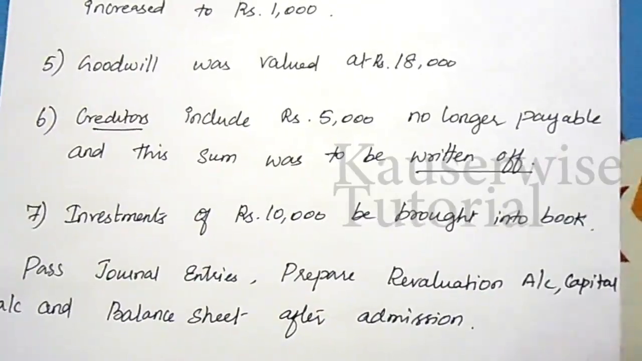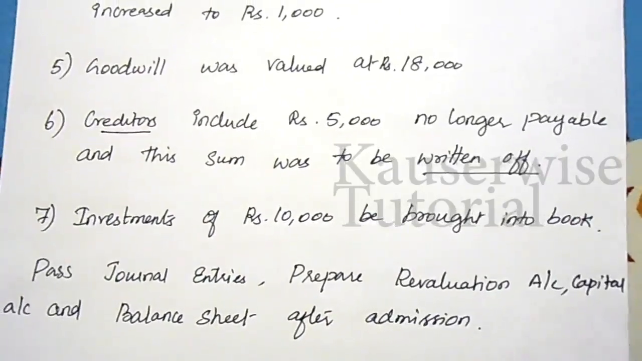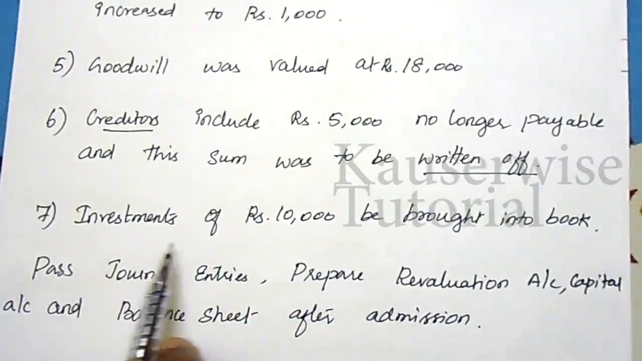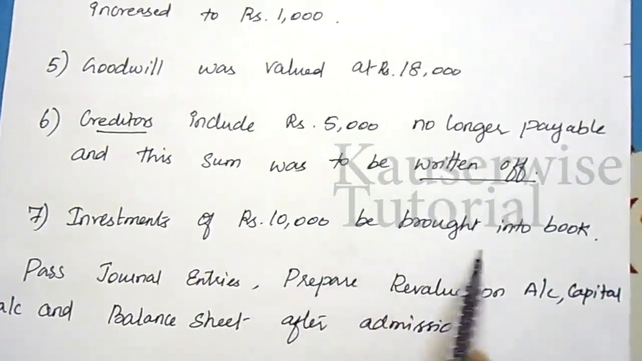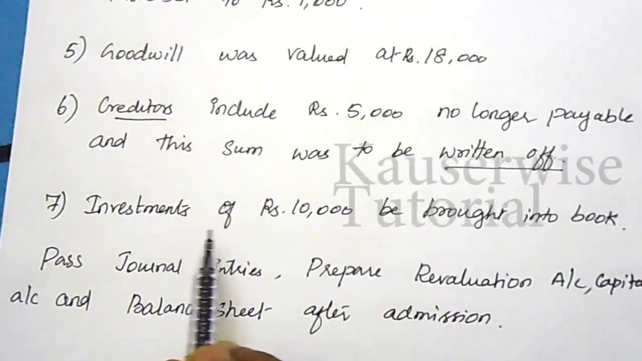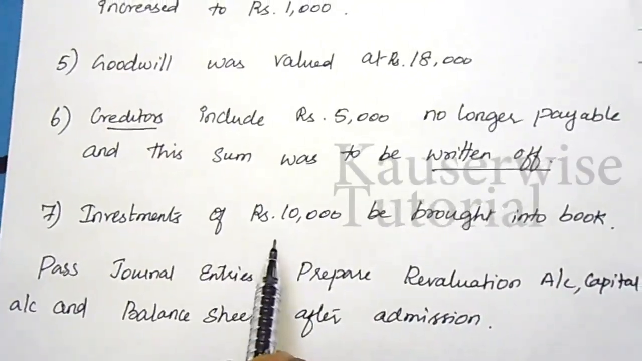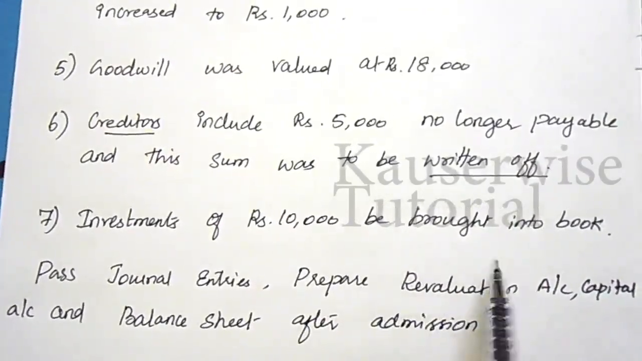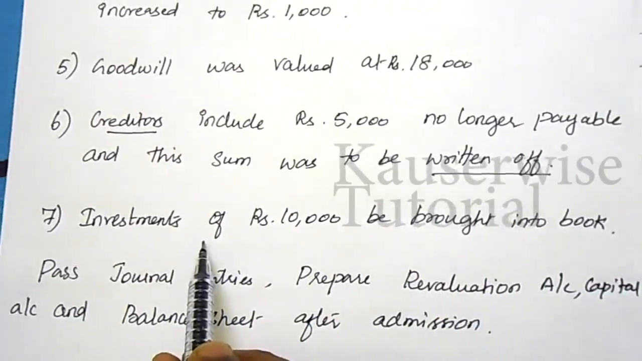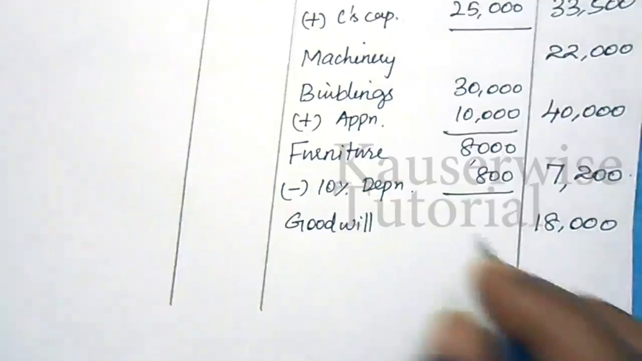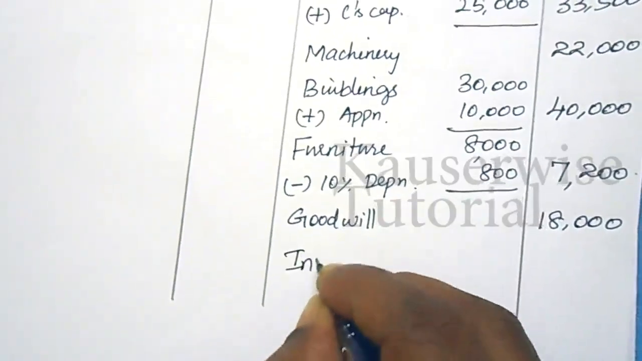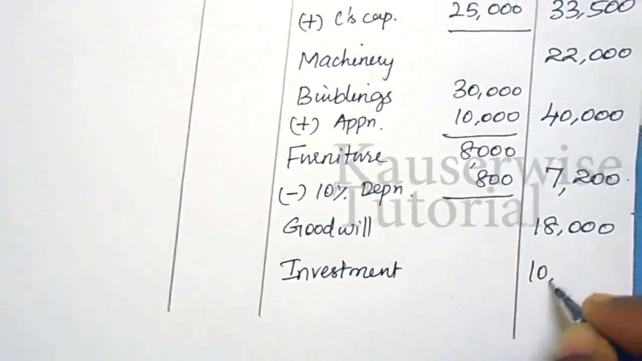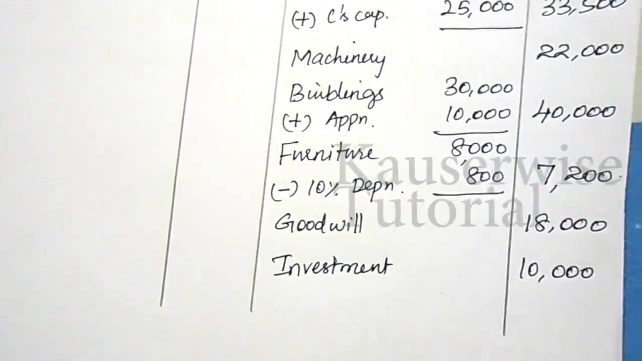Just check if there is any unrecorded asset given in the adjustments. Look at the last adjustment. Investment of rupees 10,000 to be brought into account. So this is an unrecorded asset which was not recorded in the old balance sheet. Now it is brought into account, so it will be shown under the asset side of the new balance sheet. Asset side, investment, how much? 10,000. Okay, all assets are over.